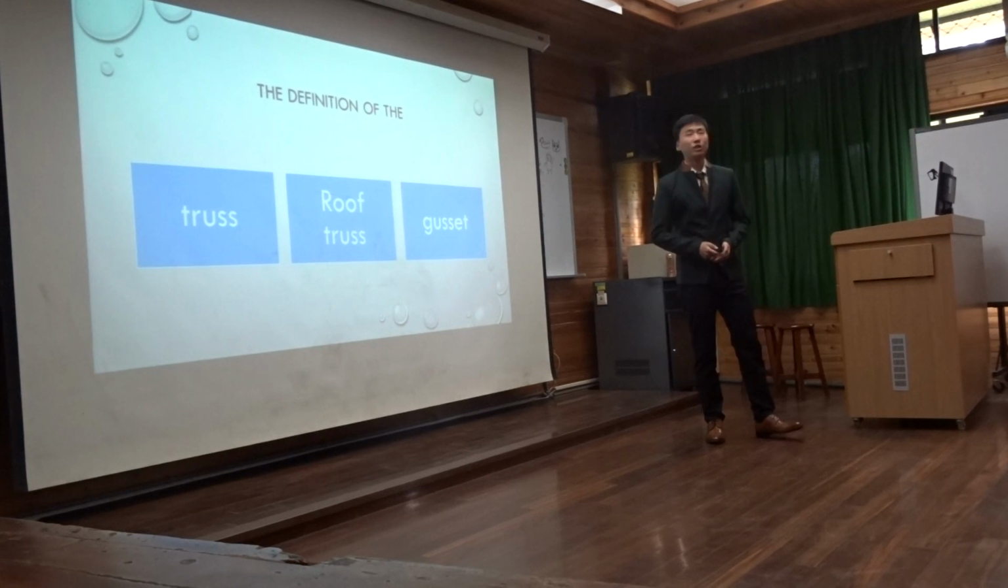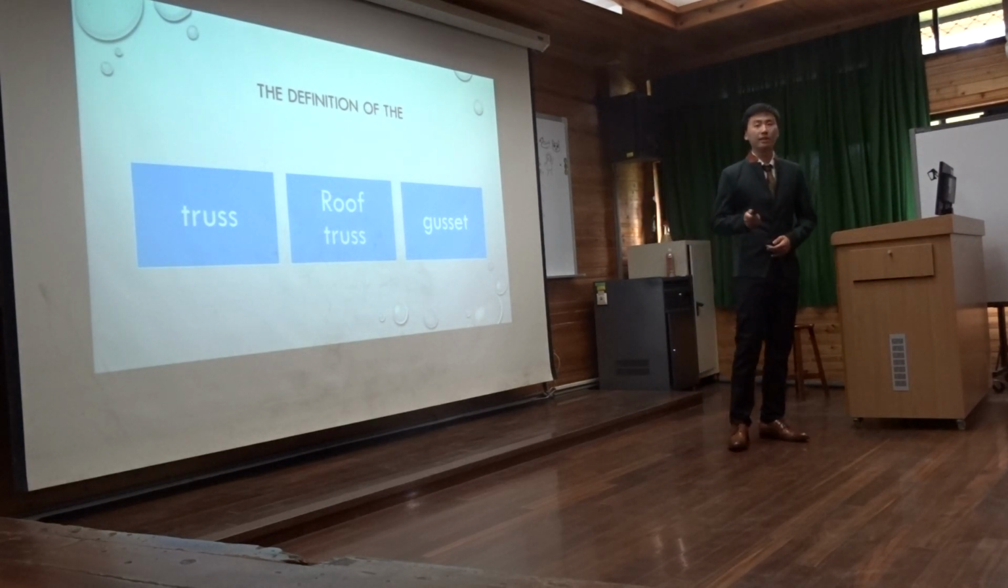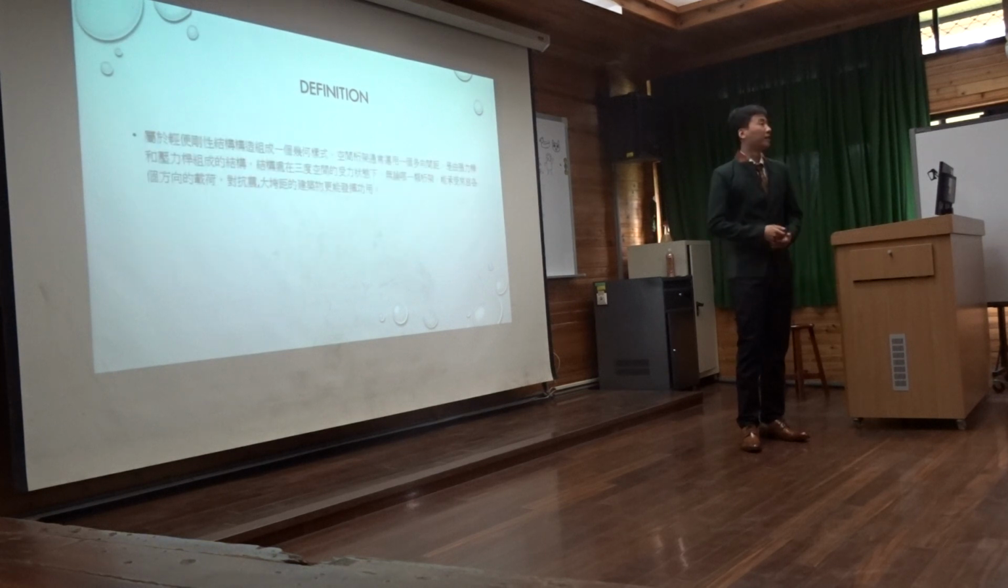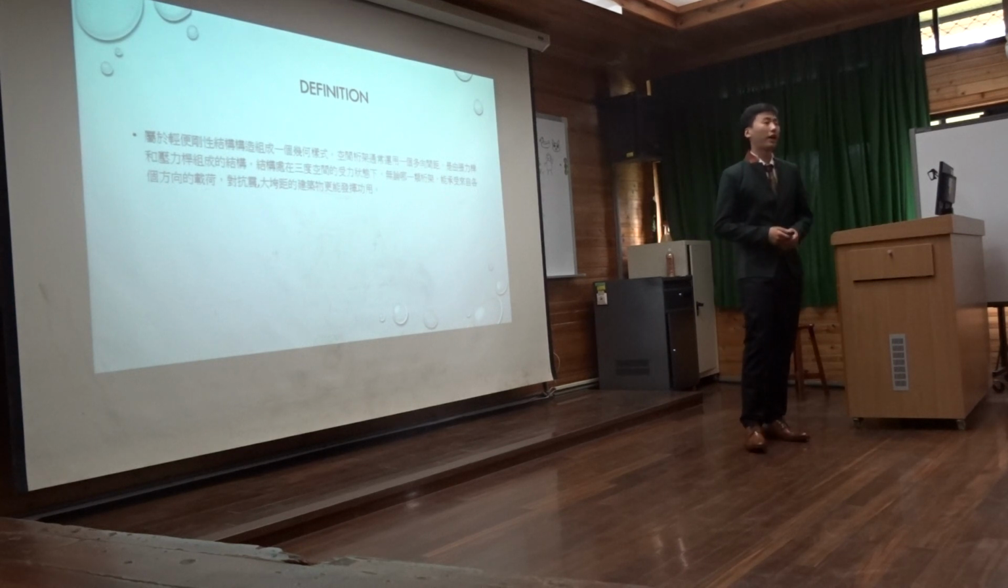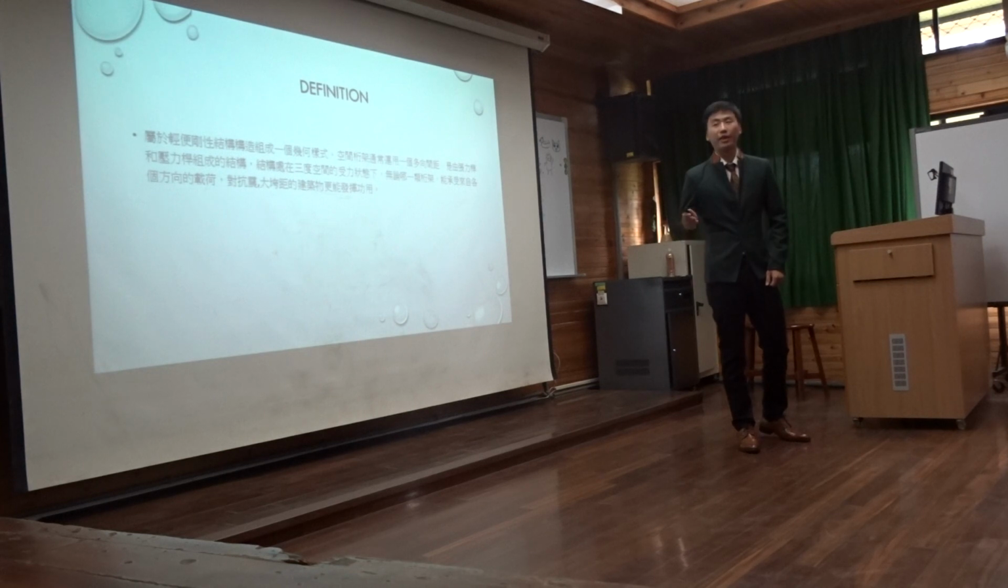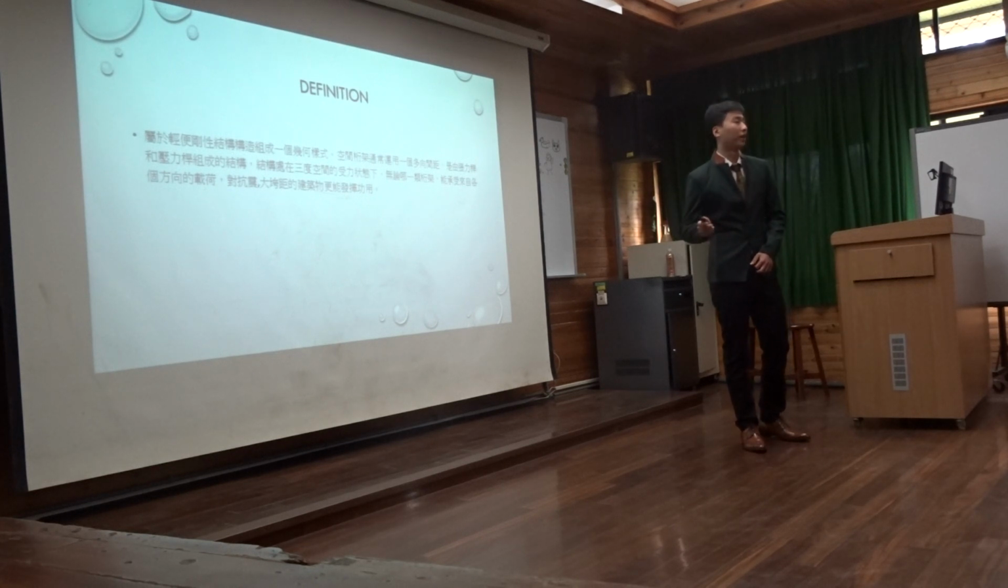Do you know the definition of the truss? And what is roof truss and gusset? The simple truss or truss structure is an assembly of members forming a rigid framework of triangular shape. No matter what type of truss, it can hold up the pressure from all directions. It's useful for earthquake resistance and large span buildings.